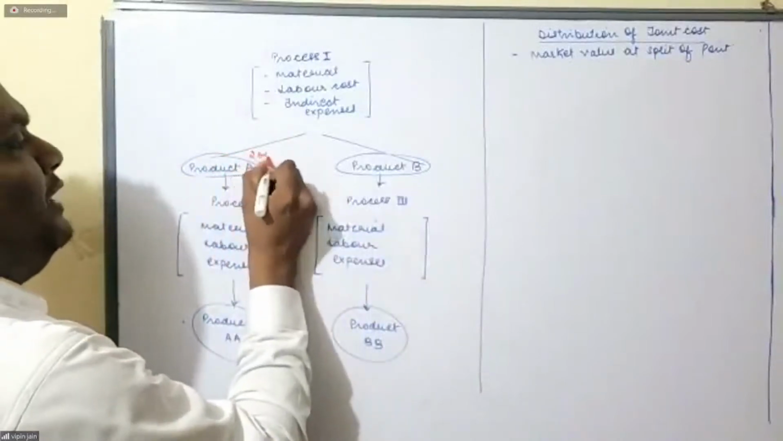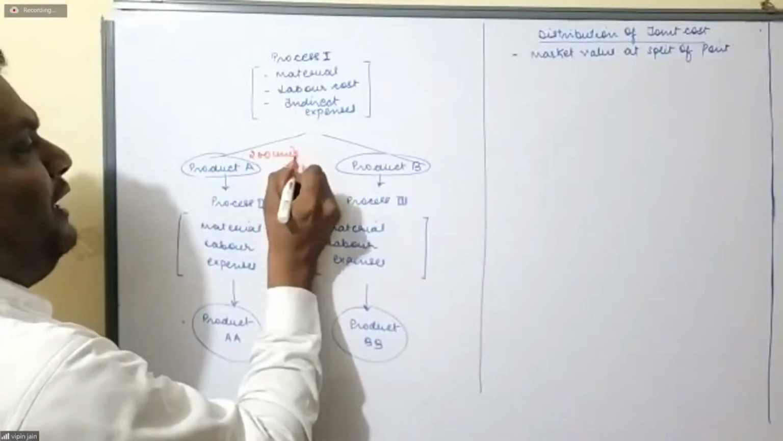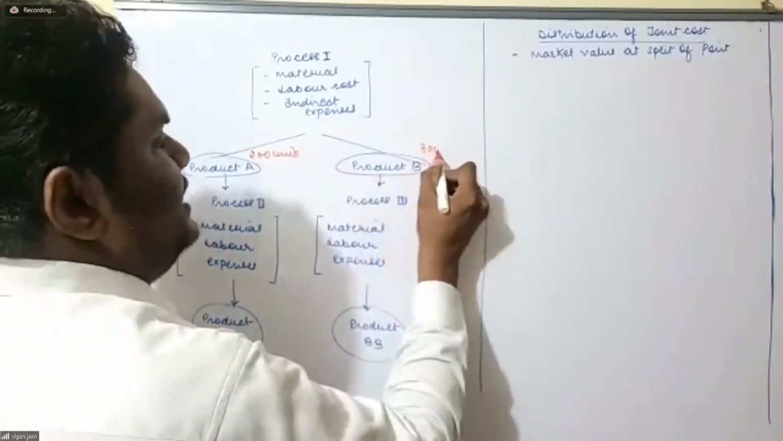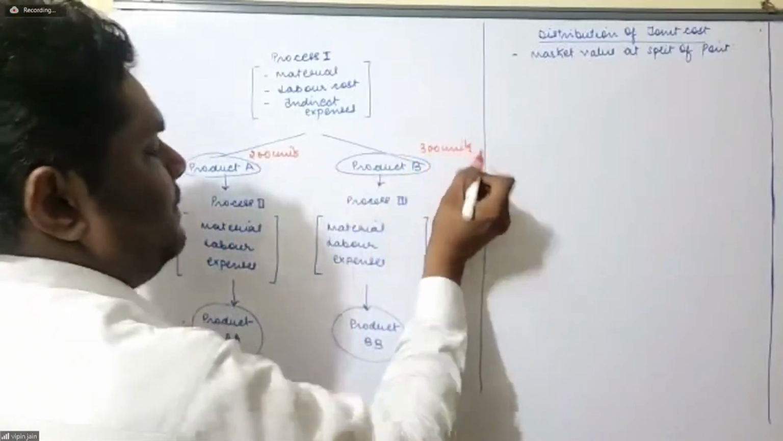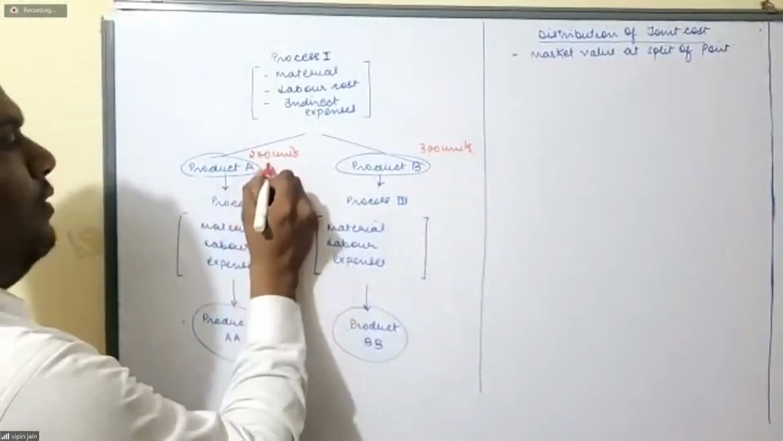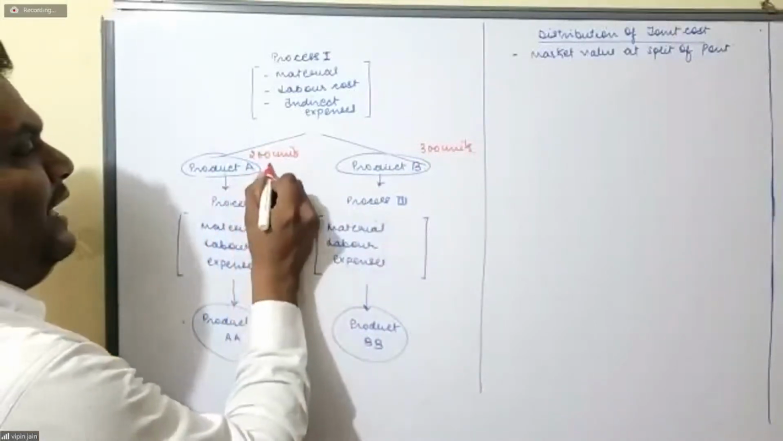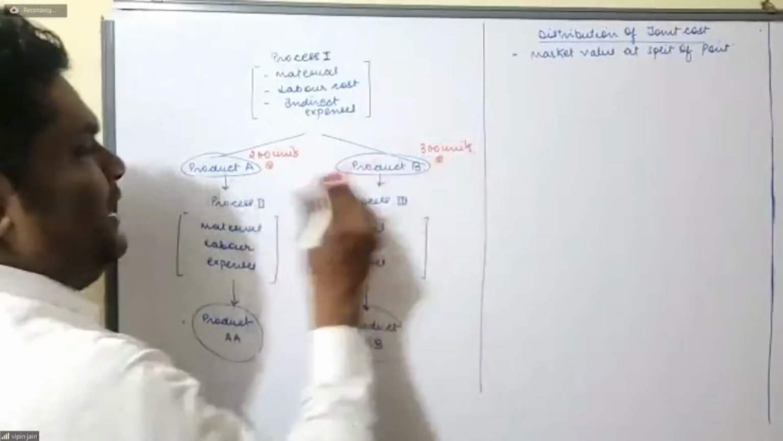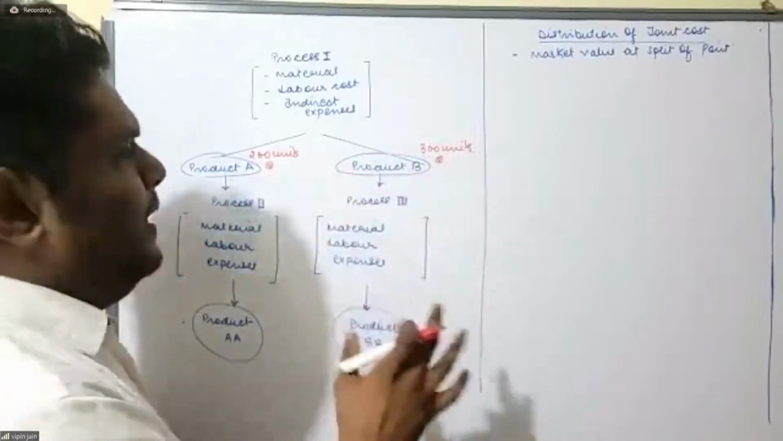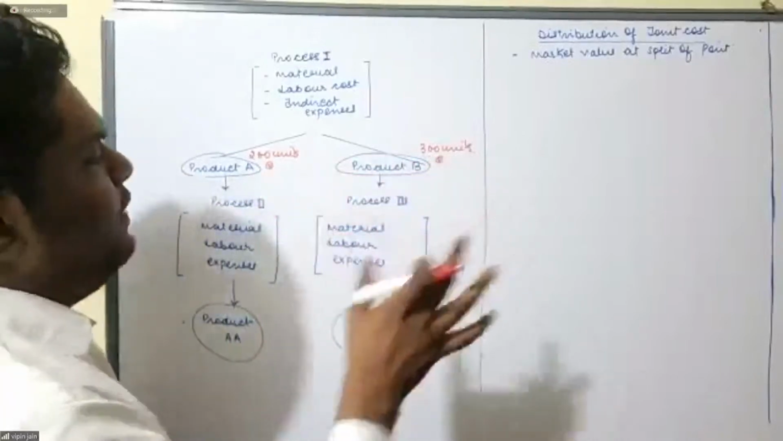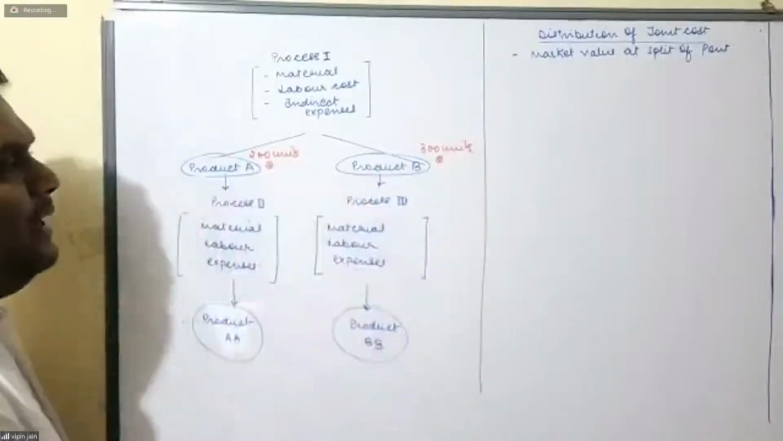Let's say 200 units were manufactured of product A and 300 units were manufactured of product B. Now, one of the dealers is selling these products in the market, even though we are not selling, but one of the competitors or one of the dealers is selling these products in the market.